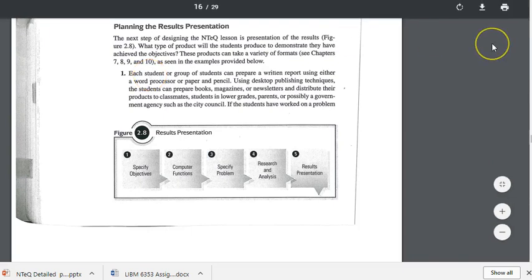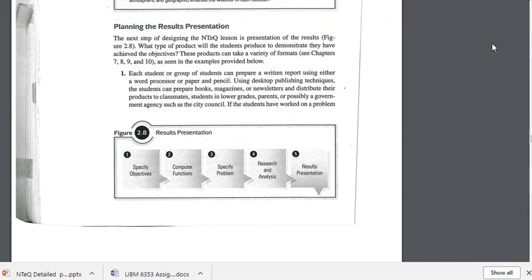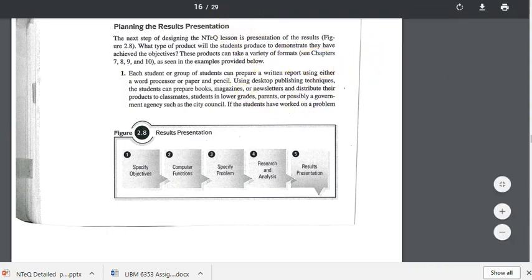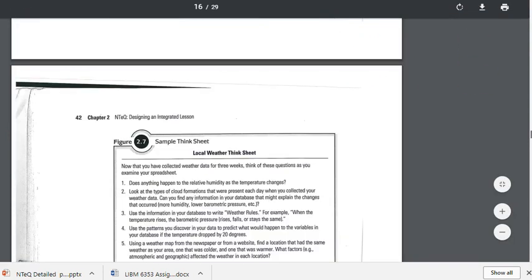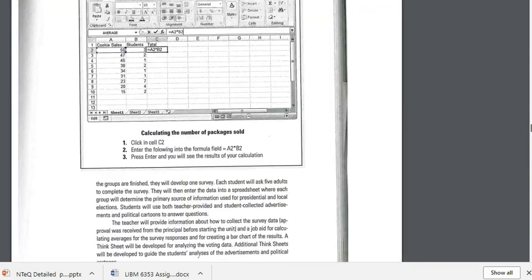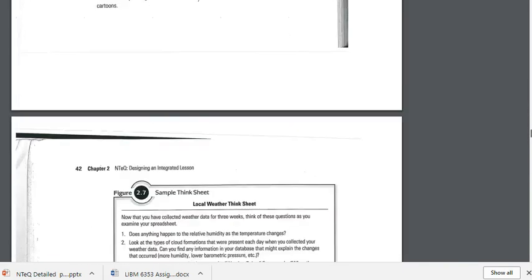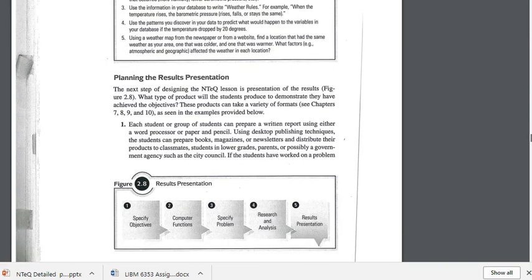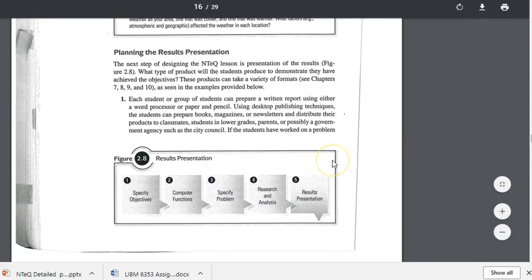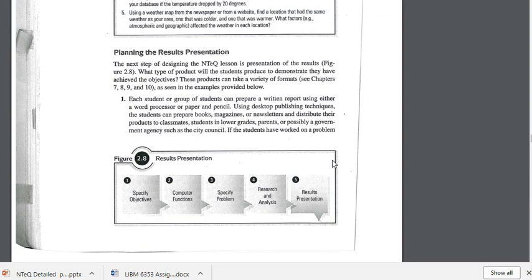So there is that sample unit. If you want to go back into the PDF and look at page 15, I believe it had a sample unit that went with our original examples. But the next step is planning the results presentation.